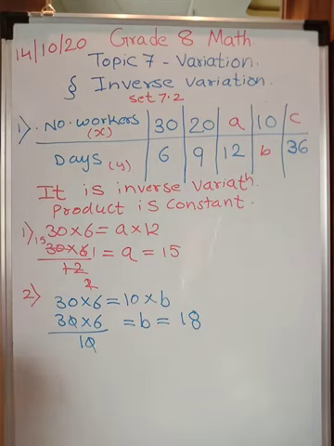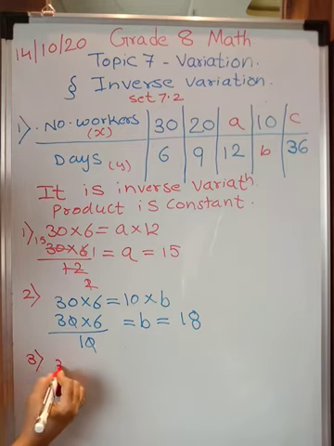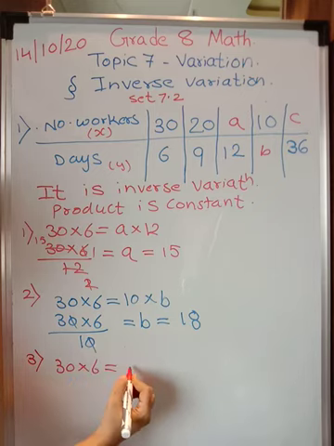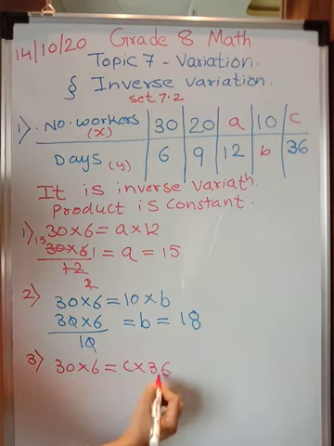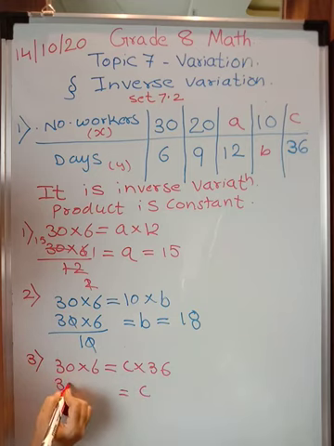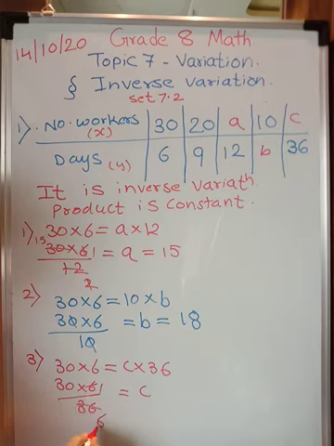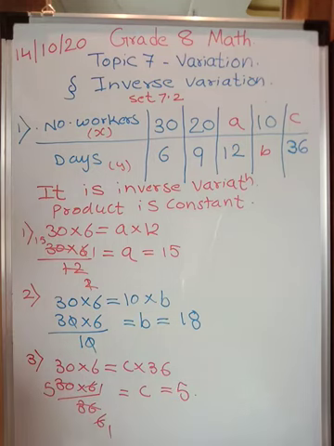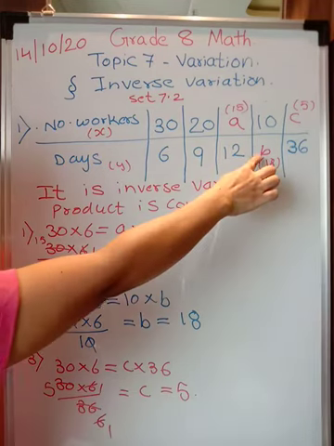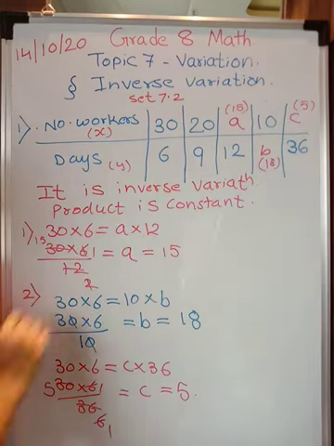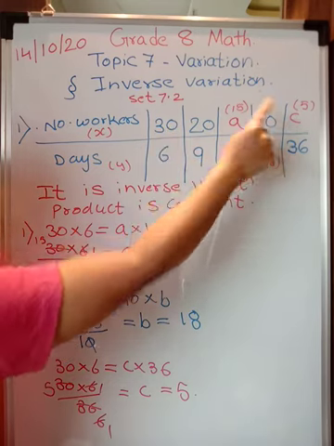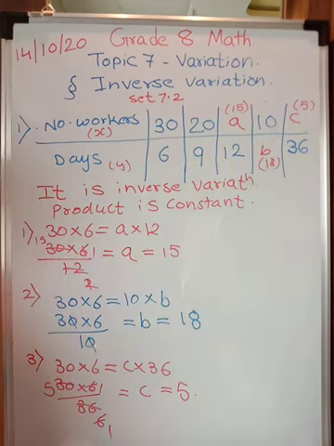Isn't it easy? Now let's go for the third. C. Again, product is same because it is inverse proportion. So I have 30 into 6 is equal to C into 36. So what is my C now? C will be 30 into 6 upon 36. 6 ones are 6, 6 sixes are 36. 6 ones are 6, 6 fives are 30. 5 into 1. So C will be equal to 5 now. So A you got 15, B you got 18 and C you got 5. See here, this quantity is going on decreasing and this is going on increasing. Can you note that?